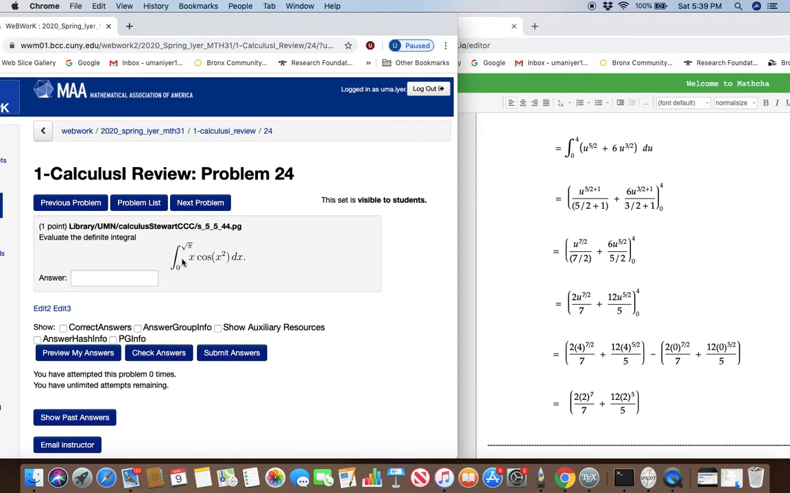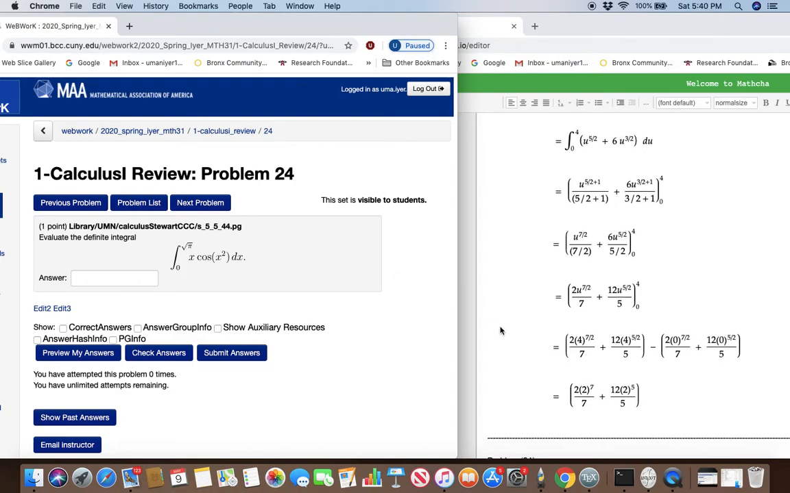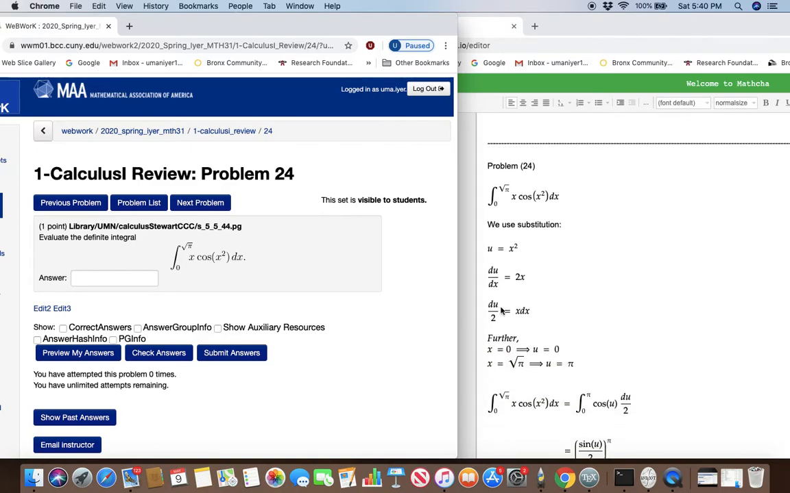Definite integral 0 to square root pi of x cosine x squared dx. This again should tell us, cosine x squared is something that looks complicated. But if I substitute this for u, then part of its derivative is here. 2x is the derivative of x squared. So x is here. So there is hope. So let's run with that hope.